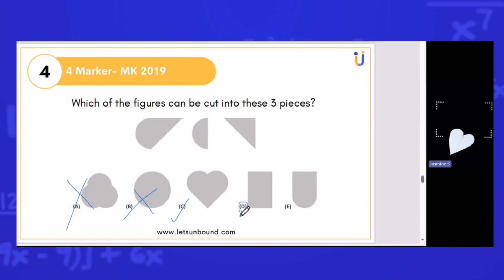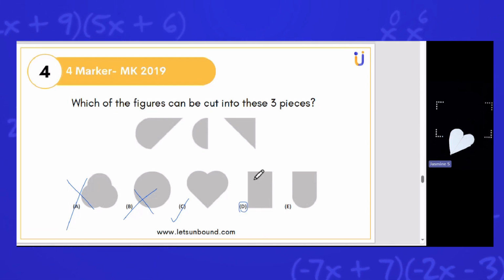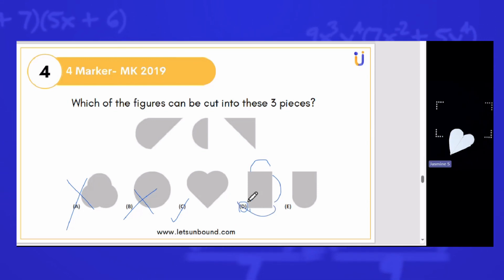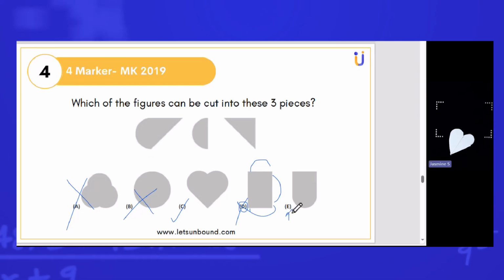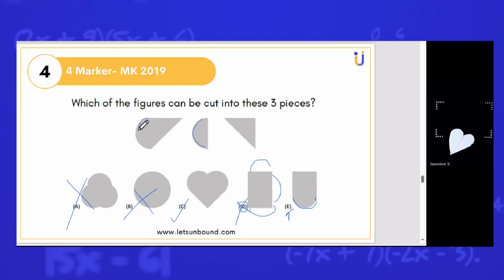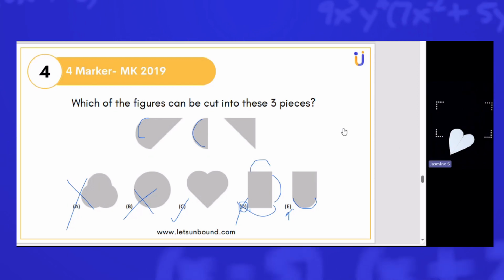And as we look at option number D, there is no curved surface. That is one more reason why option number D is out. And if you check option number E, there is only one curved surface, whereas in the question, there should be two curved surfaces. I hope it's very much clear.